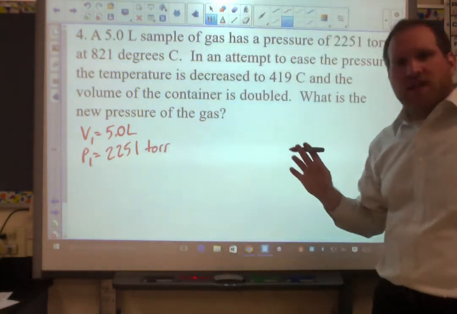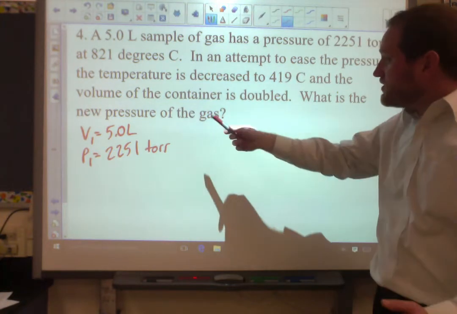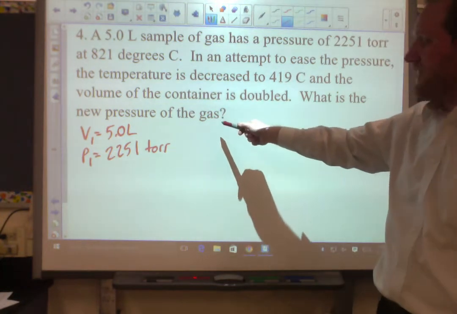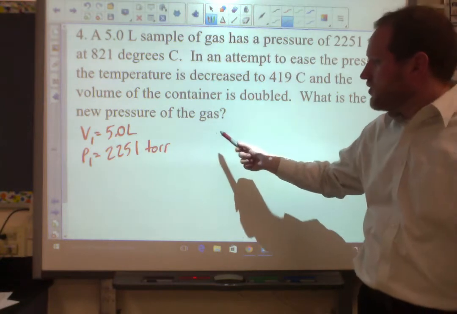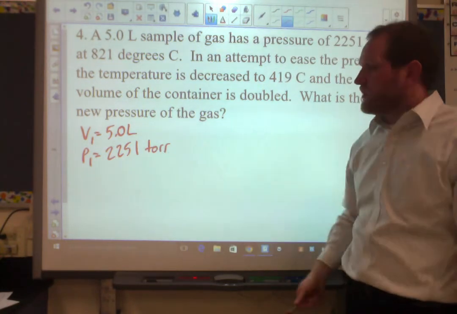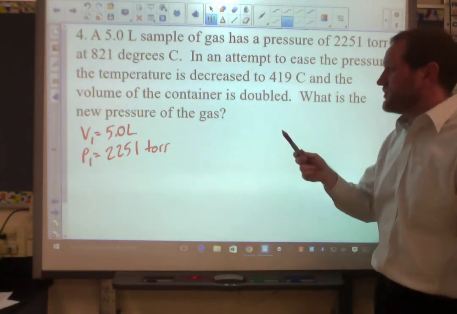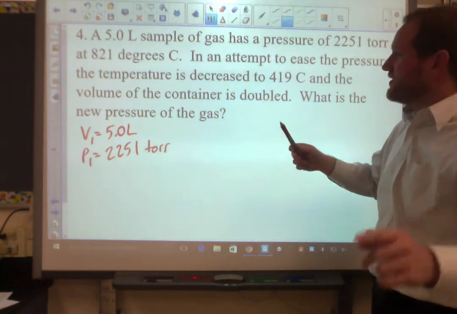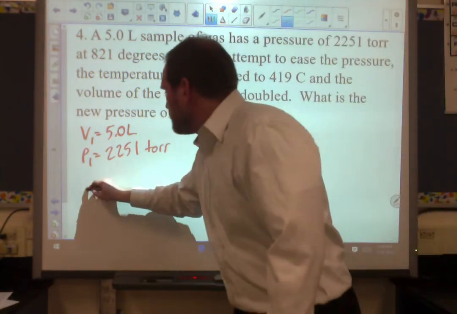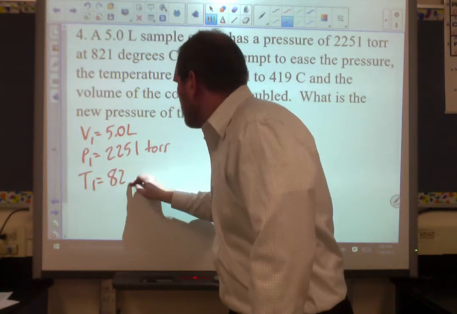Now, do you have to convert that to ATM? No. The problem doesn't specify. It doesn't say what's the new pressure of the gas in ATM or MMHG, so whatever you plug in is fine. The only unit you have to plug in is Kelvin, not Celsius.